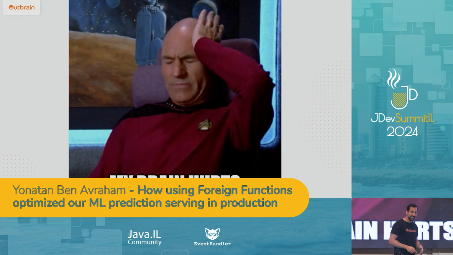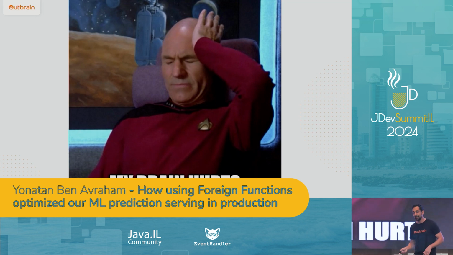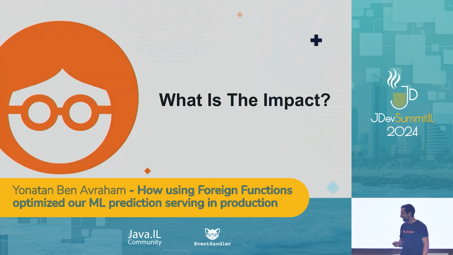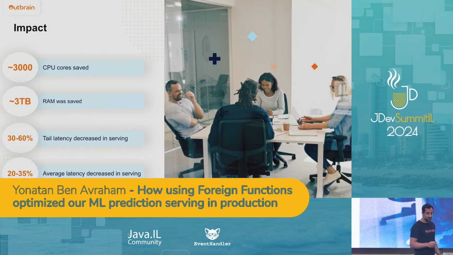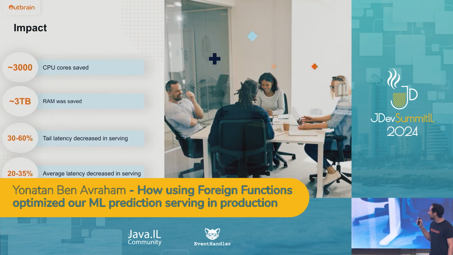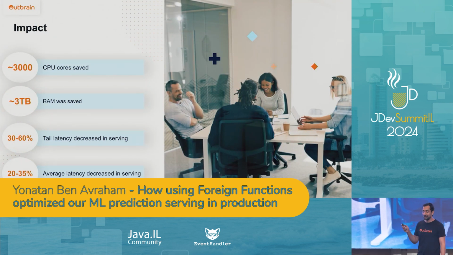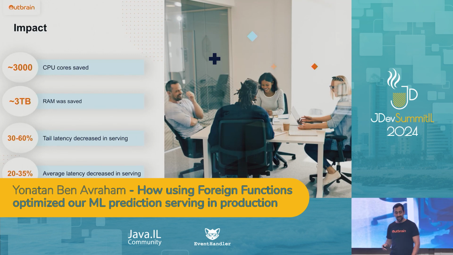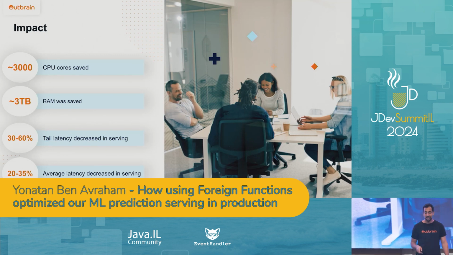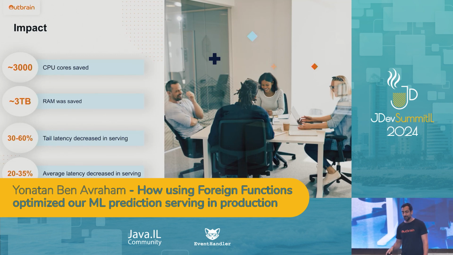And now to the most interesting question. So we removed the TCP communication. We did the simple method call. What was the impact? How much did it save Outbrain? And the impact was huge. It reduced our CPU cores by about 3,000. It reduced our RAM memory by about 3 terabytes. It reduced the tail latency by 30 to 60%, and the average latency by 20 to 35%, which is amazing results.